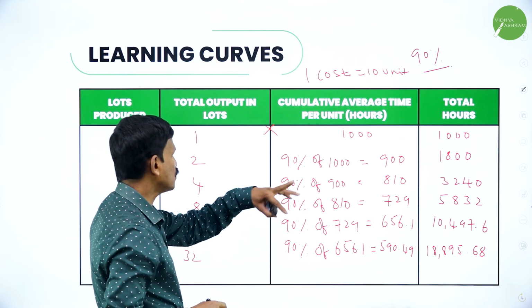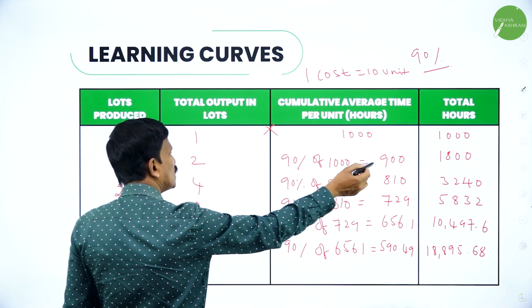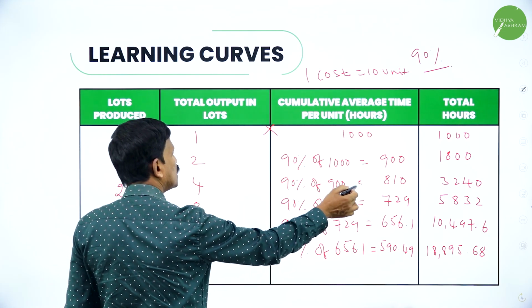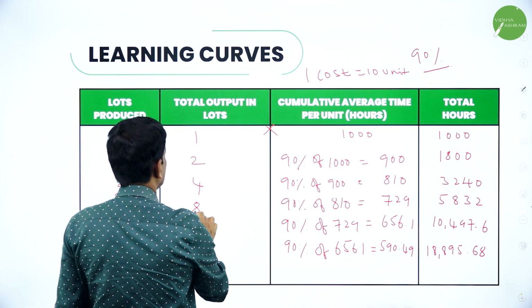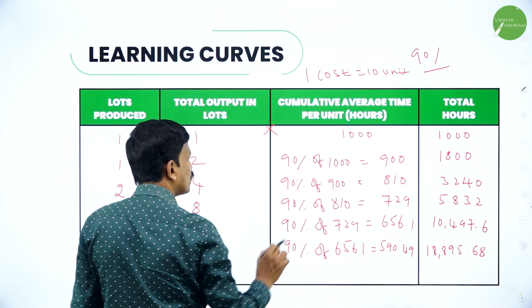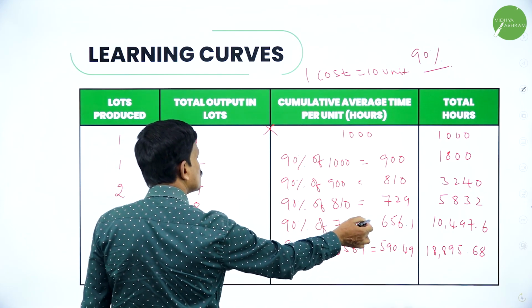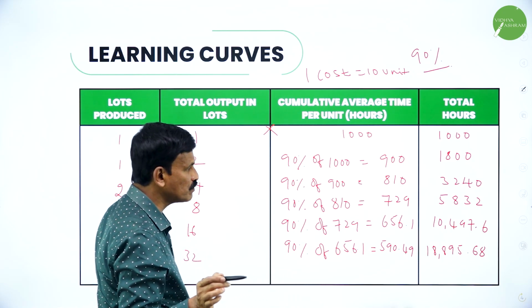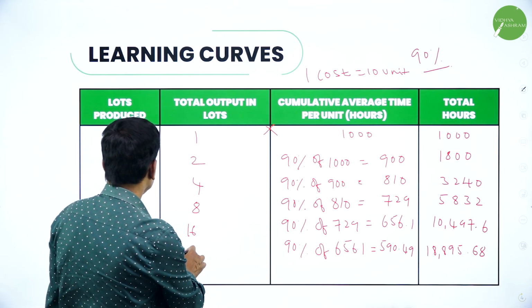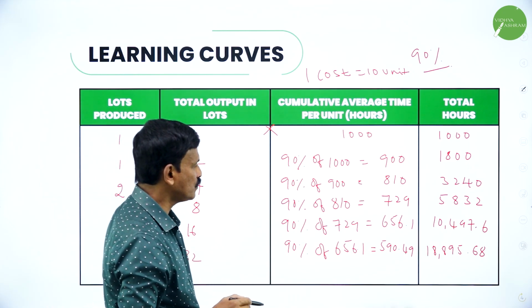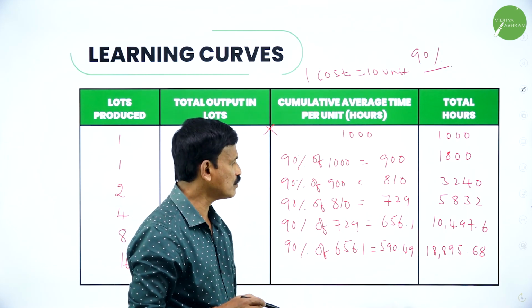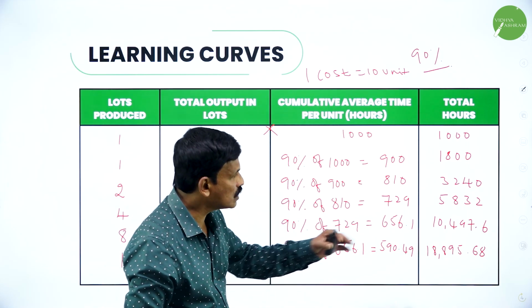So 1 into 1000, 2 into 900 is 1800, 4 into 810 is 3240, again 4 into 729 is 5832, and 16 into 656.1 is 10,497.6, and 32 into 590.49 is 18,895.68. So this is the total hours.